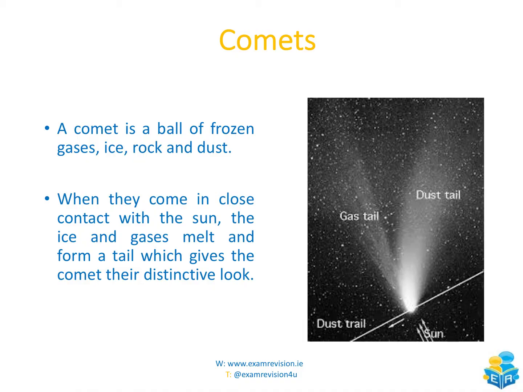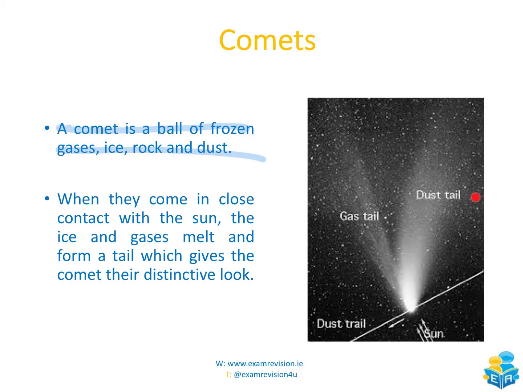Comets then. A comet is a ball of frozen gases, ice, rock and dust composed of many of these. When they come in close contact with the Sun, the ice and the gases are going to melt given the temperature of the Sun, and it's going to form a tail which gives the comet the distinctive look. Okay, so the tail is always formed behind the comet.